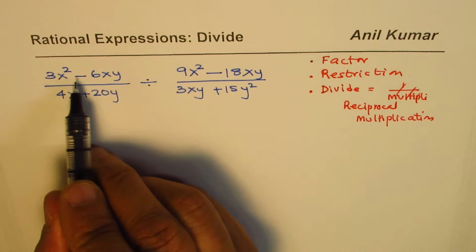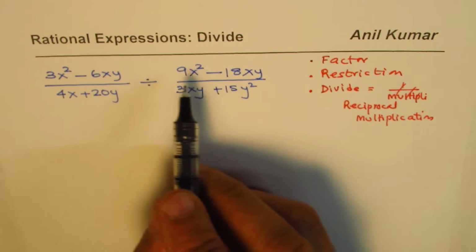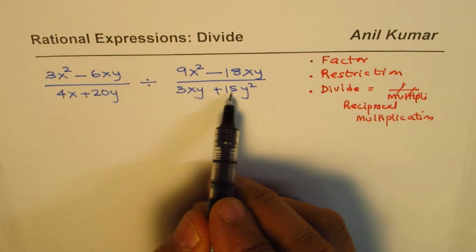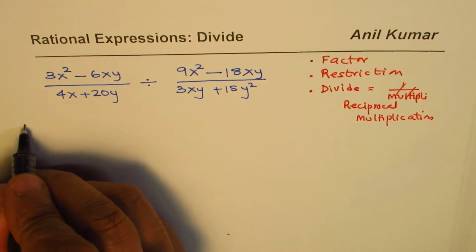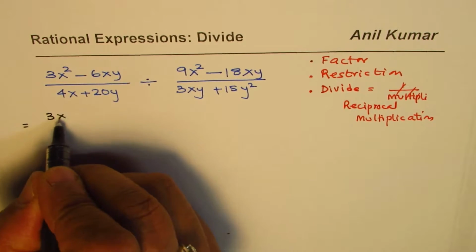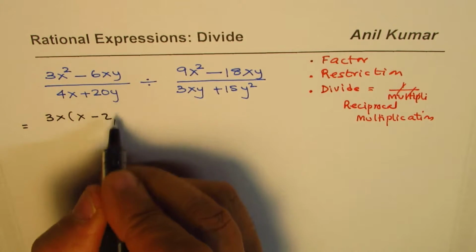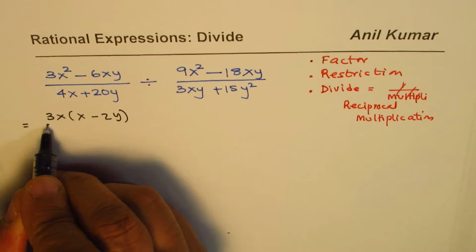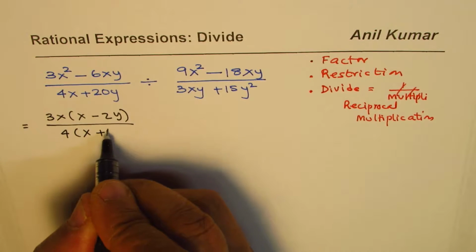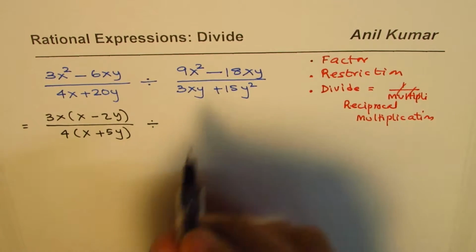So we have (3x squared minus 6xy) over (4x plus 20y) divided by (9x squared minus 18xy) over (3xy plus 15y squared). You could take 3x common in the numerator. So you get x, 6 divided by 3 is 2, minus sign is there, and then y. Divided by, 4 is common, so we get x plus 5y. Now, here we have divide.